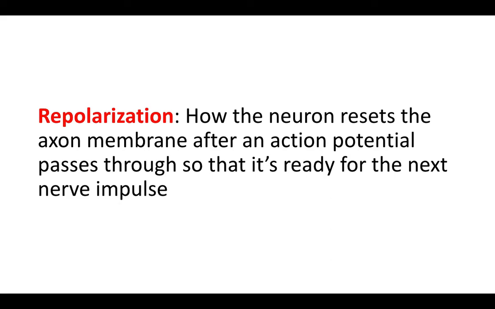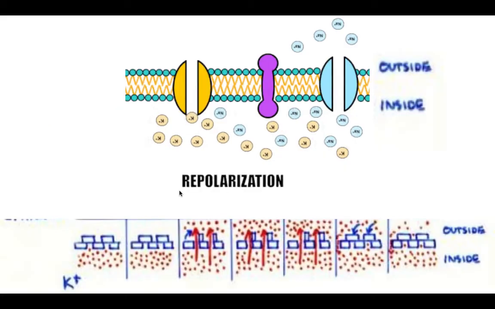Okay, repolarization. That refers to what happens after the action potential has already passed a spot in the axon. If you leave the axon depolarized, nothing will ever happen in that axon ever again, and that neuron is now basically functionally dead. If you want to be able to reuse that neuron, you have to resensitize it. You have to make it irritable again. And so you have to repolarize it and bring it back to its resting potential. And so that's what the word repolarization refers to, how the neuron resets the axon membrane after an action potential passes through so that it's ready for the next nerve impulse.